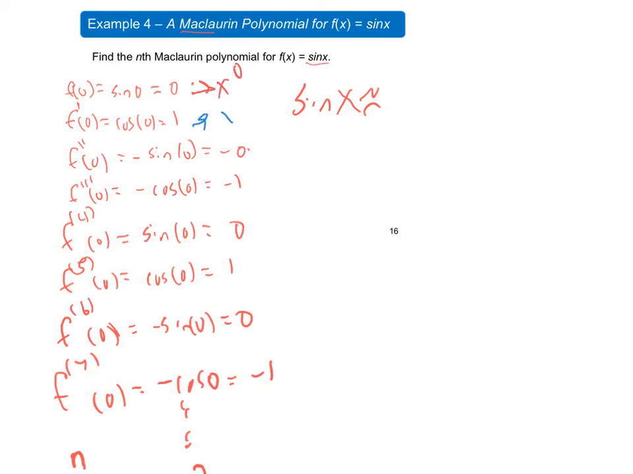This is my x to the 1 term. This is my x to the second. I don't have one of those. This is my x to the third. This is my x to the fourth. I don't have that. So what do you notice? I only have odd numbers. I have the 1, I have the 3, and I'm going to have an x to the 5. So I only have odd numbers. Everything else is in between.